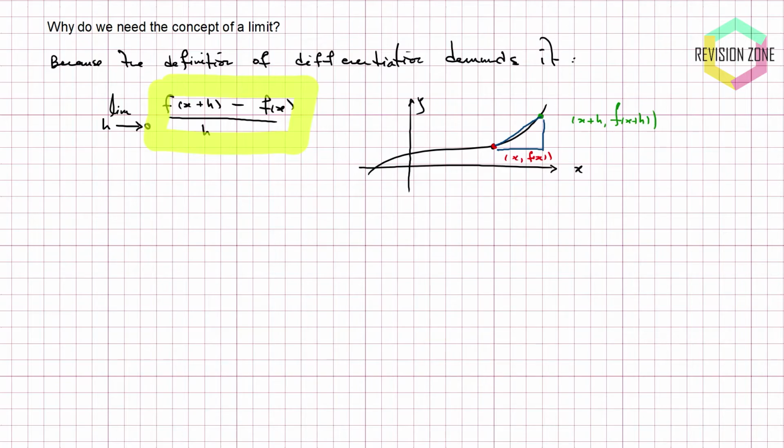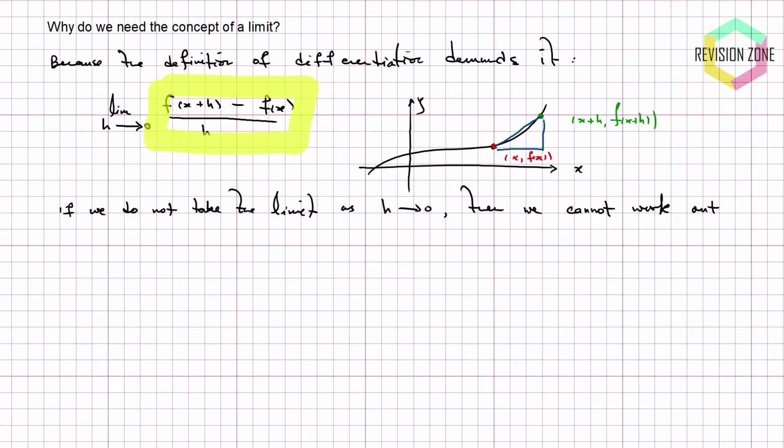So let me write that down. If we do not take the limit as h tends to 0, then we cannot work out the gradient of the tangent to y equals f of x at x, y, right?